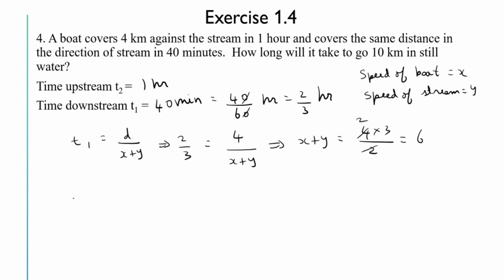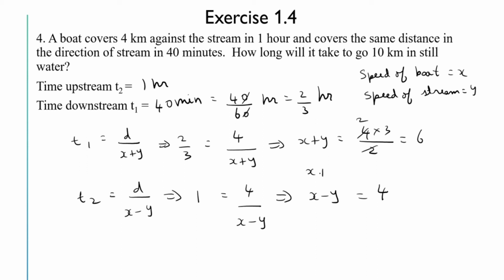Next T2. T2 is the time taken to go upstream. It is equal to d divided by x minus y. So we have T2 is 1 is equal to d is 4 divided by x minus y. So from here we get x minus y is equal to 4. So we got x plus y is equal to 6 and x minus y is equal to 4. So let us mark these two equations as 1 and 2.